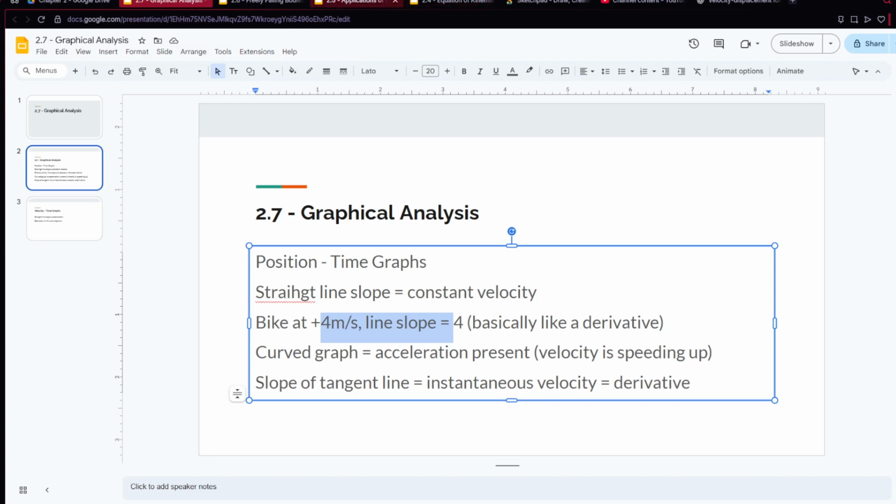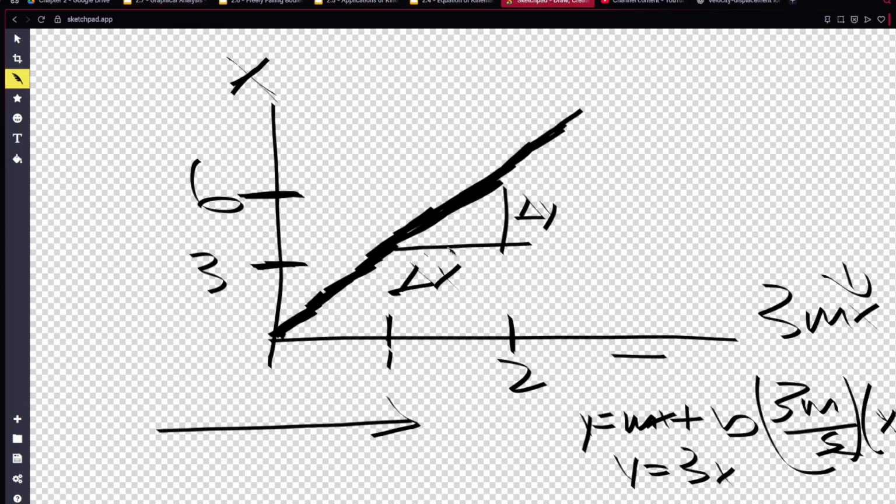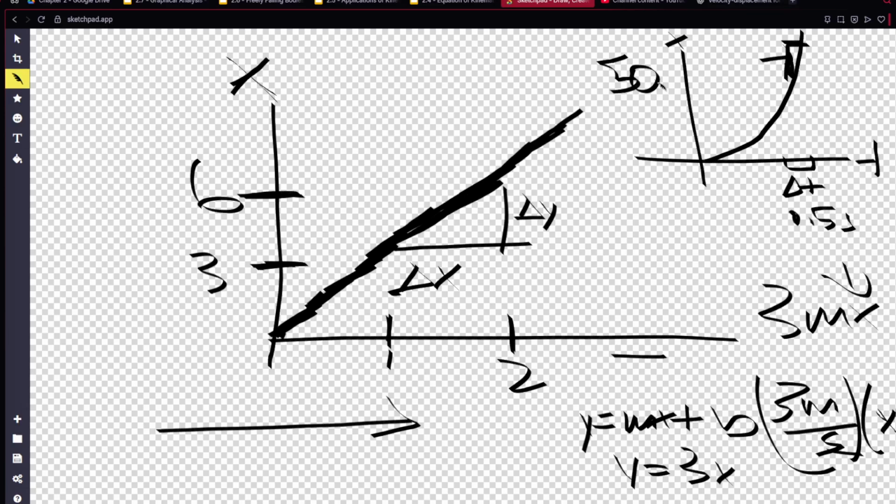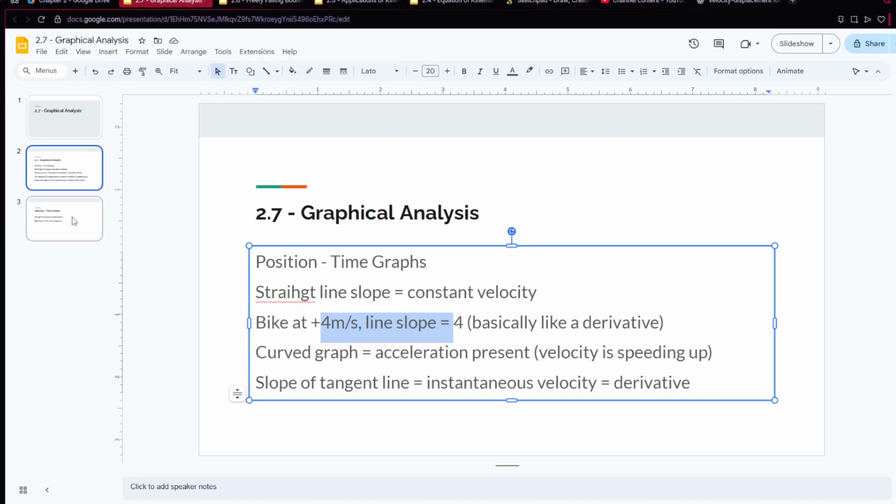So a curved graph means acceleration is present, which means that the velocity is getting higher and higher. So if we start here and go this way, that means we're traveling way quicker up here because our position versus time, our time change, maybe it's like 0.5 seconds, but we're moving like 50 meters. That's 100 meters per second, as opposed to down here, where if it's like a change in 10 meters, we're only traveling 20 meters per second. So if it's a curved graph, that means the velocity is changing and we have an acceleration present. We don't know if it's constant acceleration though. So the slope of a tangent line is instantaneous velocity, which is the derivative.